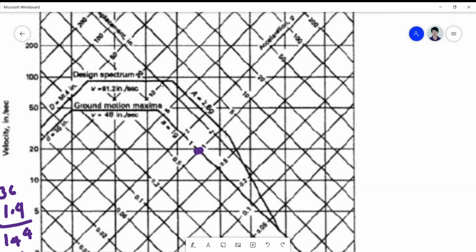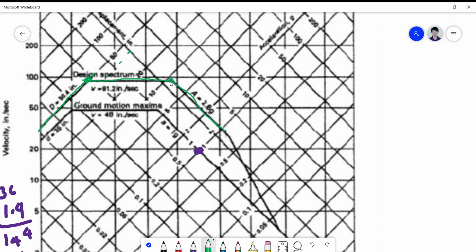You simply draw the graph here, which is 91.2. And then for the displacement, if the recorded displacement there is 36, multiplied by 1.4, you get 50. So you just get the graph there. Whatever the intersection is, you stop there. And then this 2.6 times 1 is 2.6 g. So you get that.